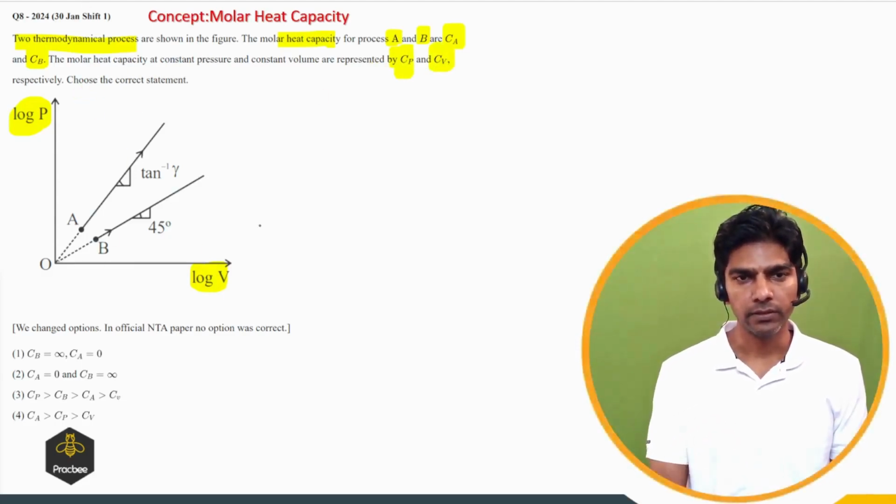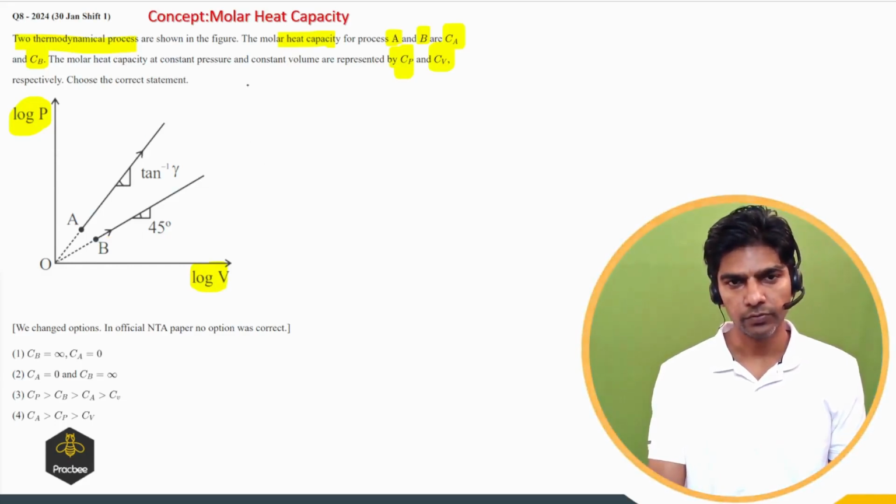So let us see what we have been given. For the process A, if you take the slope, so what is the slope of this? The angle is given as tan inverse gamma. So we can say tan theta, say theta is the angle, right? Let us say this angle is theta.